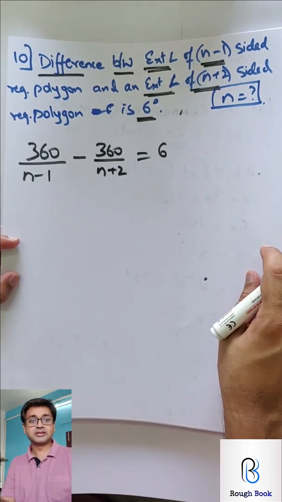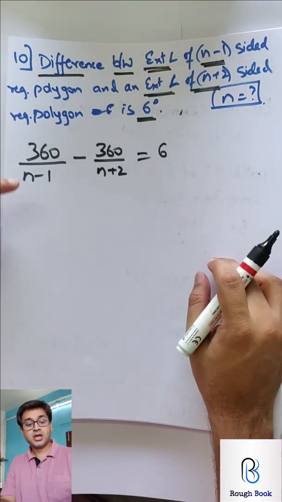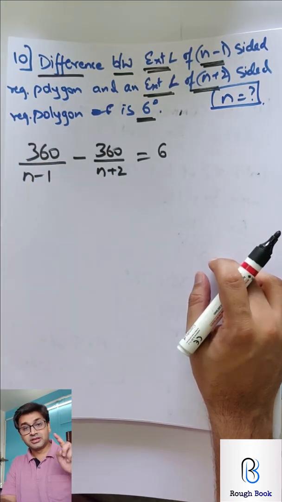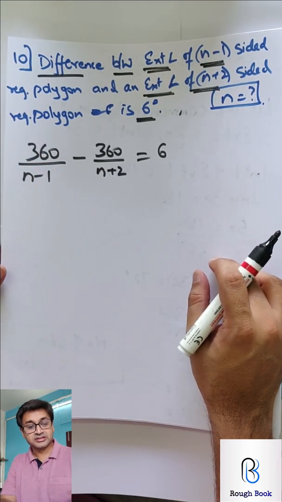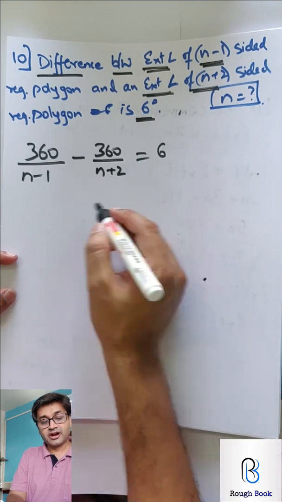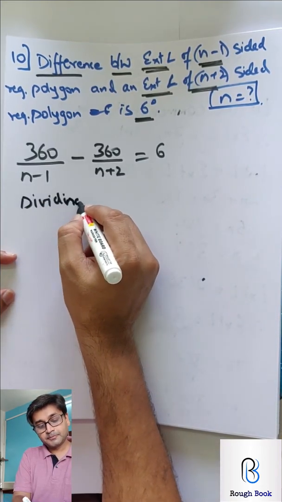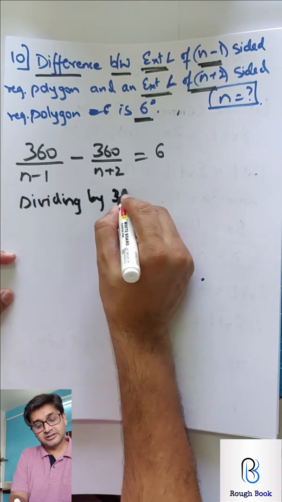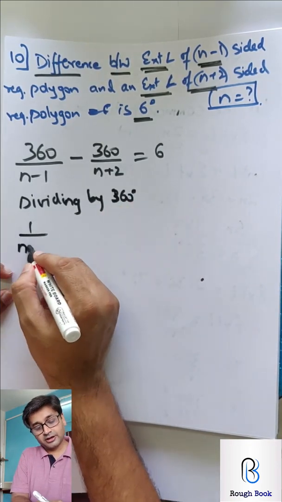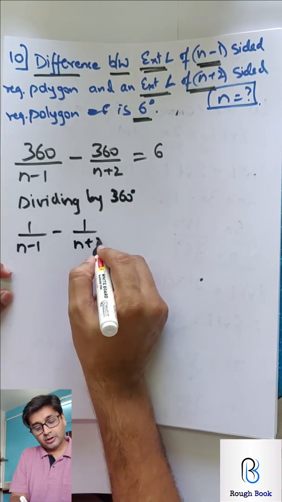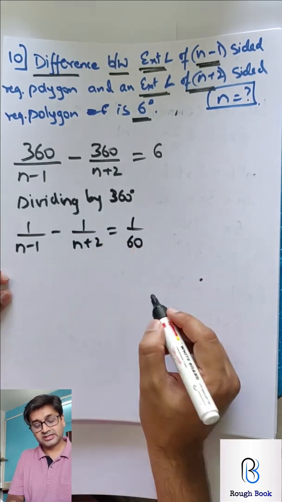Did you manage to get this? Yeah, this is a good question. Now divide each by 360. You remember we used to use it in simultaneous equations. So dividing by 360, and what will I get? 1 upon n minus 1, 1 upon n plus 2, 1 upon 60.